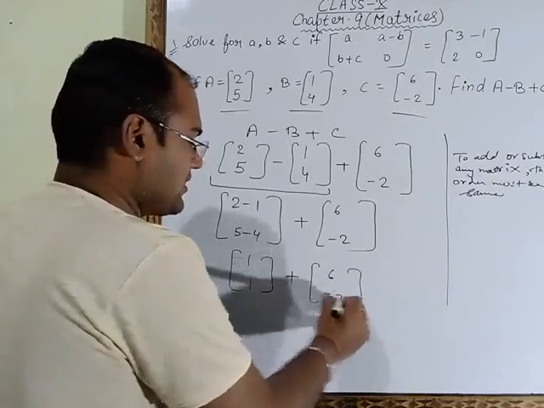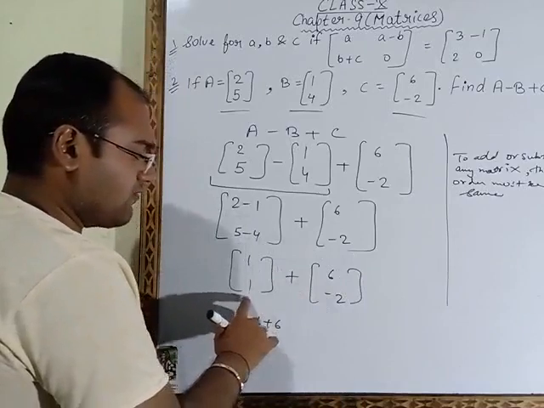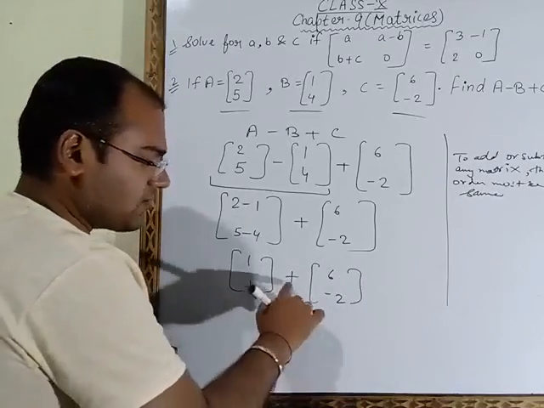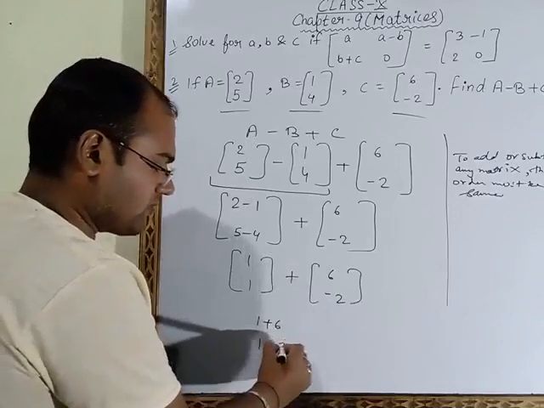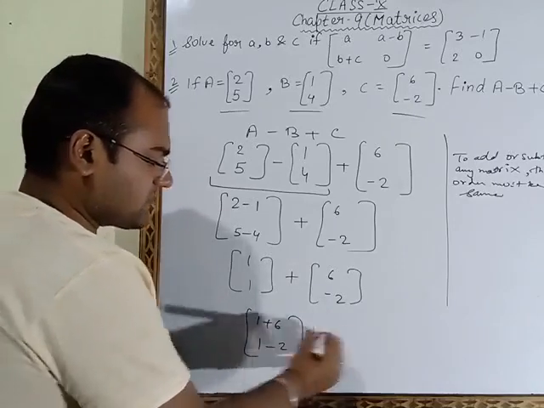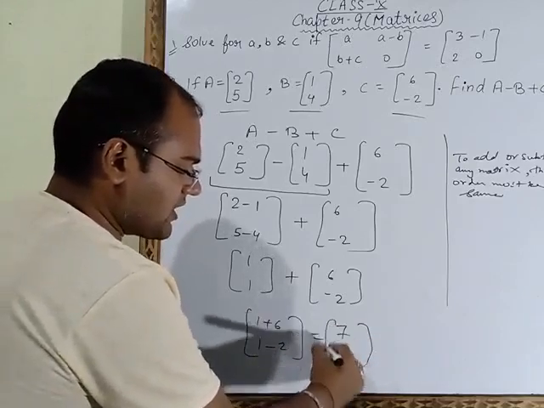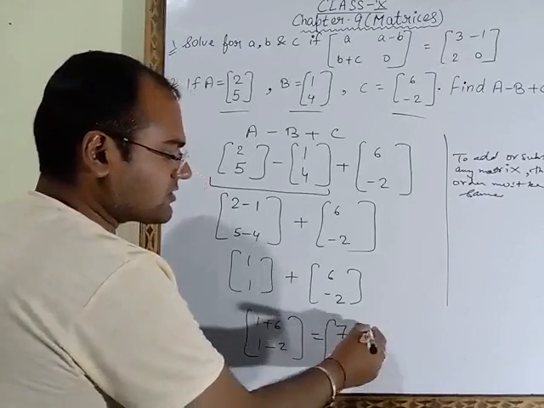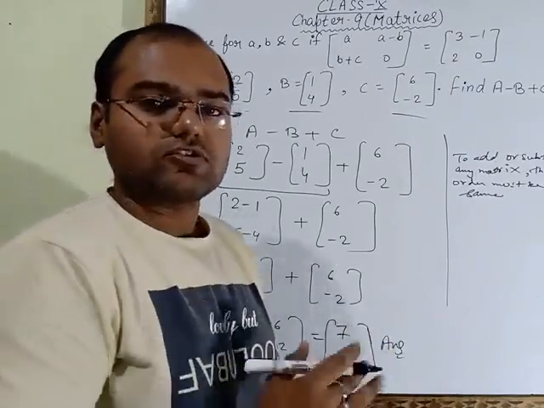Now we will add these two matrices, 1 plus 6 first element, and 1 plus minus 2. So plus and minus will become minus only 2. So on solving it, 6 plus 1 is 7, 1 minus 2 will be minus 1. So this is the answer of this question. So like this you have to do such questions.